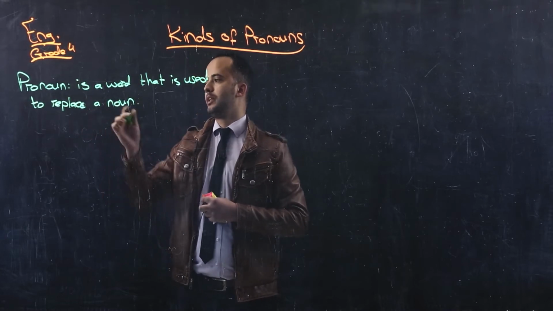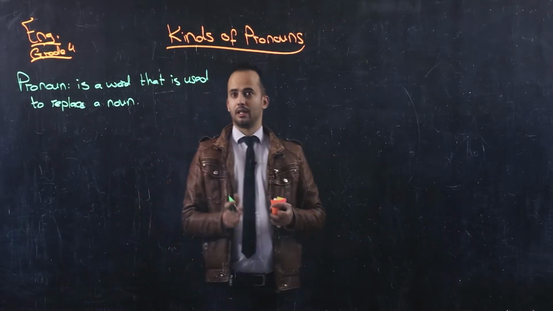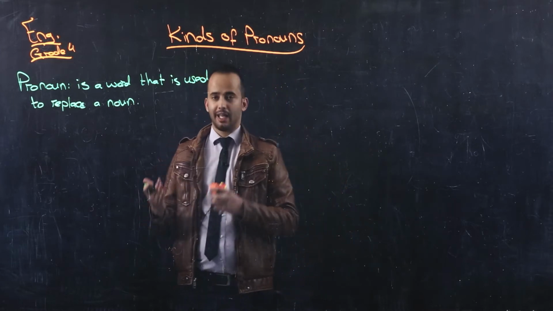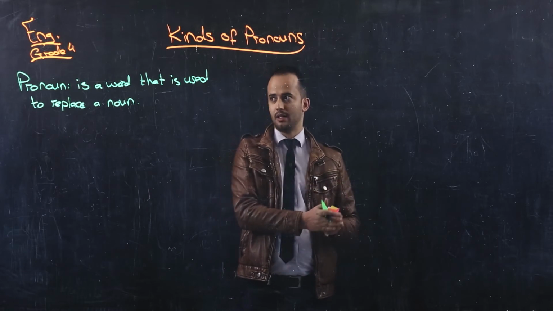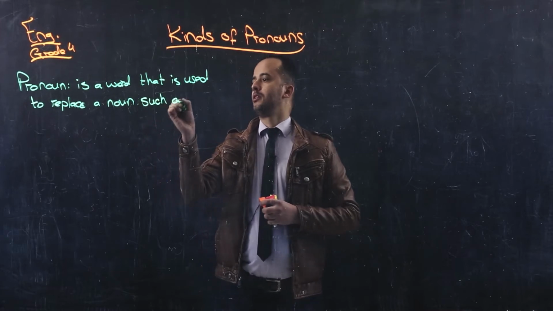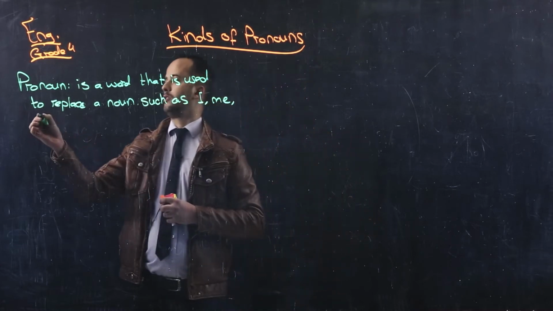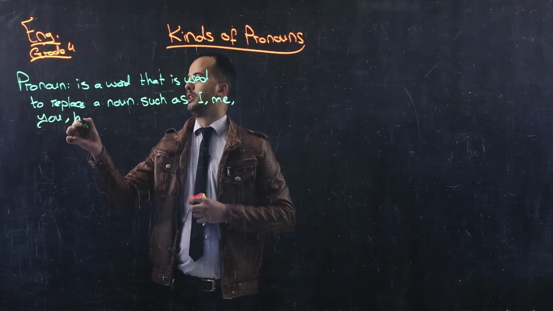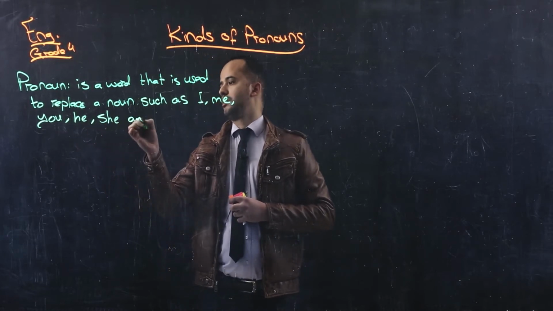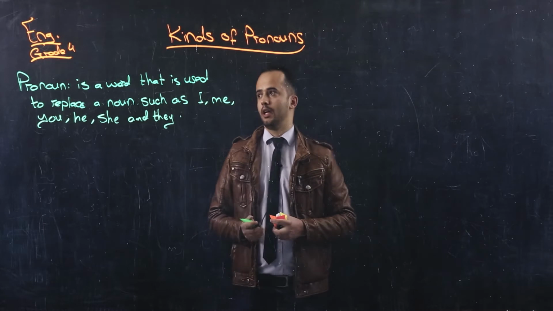So, first of all, what is a noun? Let's remember together what is a noun. A noun is a name of a person, a thing, or a place, okay? Now, when we say a pronoun, we mean a word that can take the place of a noun, okay? For example, I, me, you, he, she, and they. All of these are pronouns, and we can use them instead of the nouns.